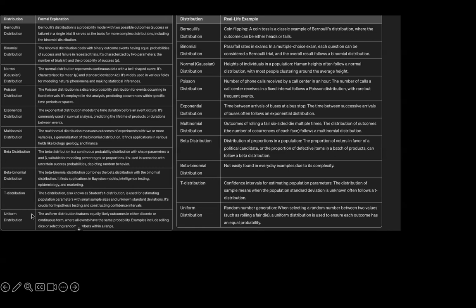Next is all about uniform distribution. The uniform distribution features equally likely outcomes in either discrete or continuous form. All the events have the same probability of occurring. Example, if you roll a dice, it might be six, and every number has an equal probability, or selecting a random number within a range. So uniform distribution is like random number generation. When selecting a random number between two values, a uniform distribution is used to ensure each outcome has an equal probability. Uniform is nothing but equal.